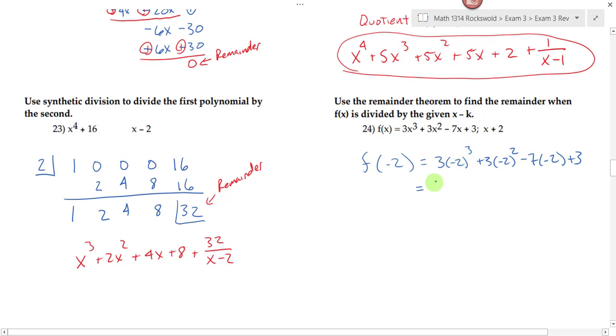Negative 2 cubed is negative 8. Negative 2 squared is 4. Negative 7 times negative 2 is 14, and plus 3. So that gives us negative 24 plus 12 plus 14 plus 3. So that's going to be a negative 12, so that'd be a positive 2 plus 3 is 5. The remainder when I divide this function by x plus 2 will be 5.